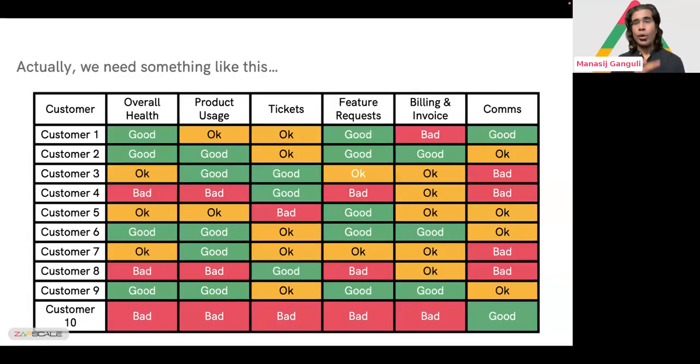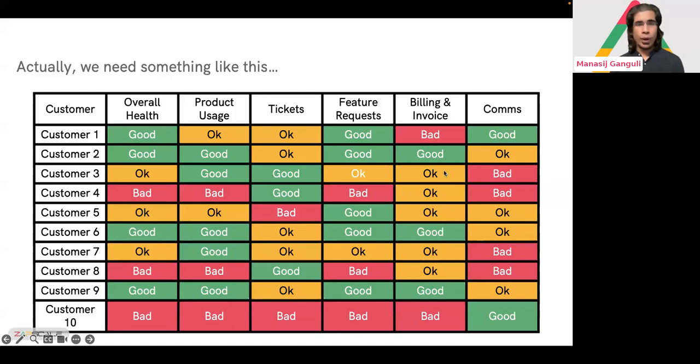So, okay, we want to eventually view something like this: out of all your customers, how are they using your product? How is their ticketing health looking? How is their feature request health looking? And how do their billing and invoice health look? So this is the overall structure that we want to get to.